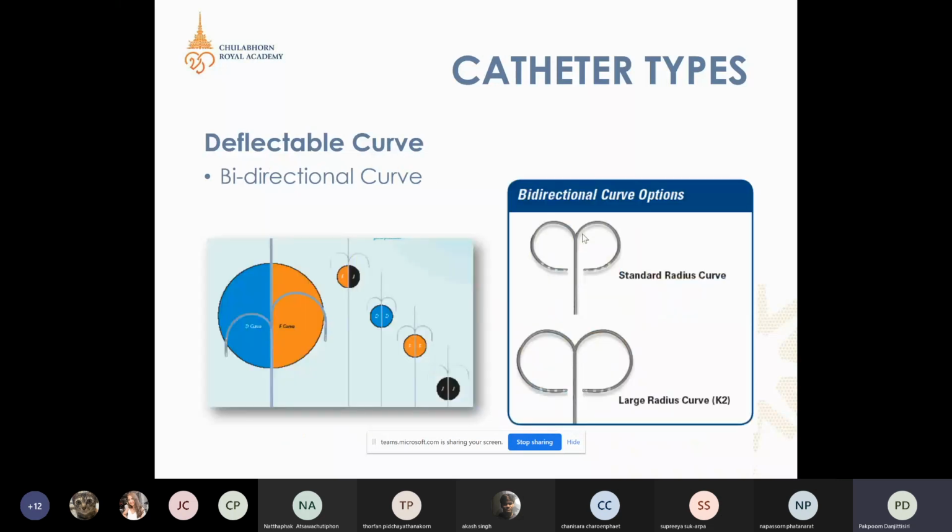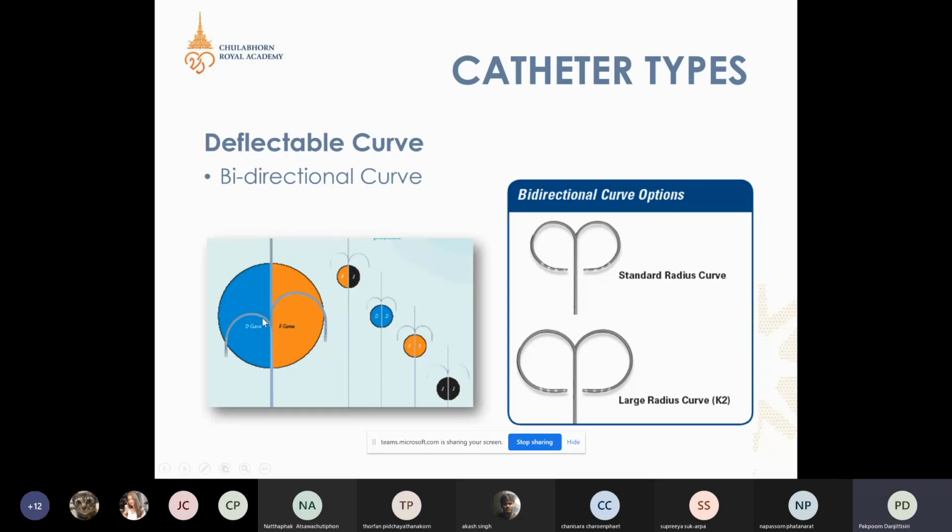Okay, the deflectable curve with the bidirectional curve can be the F curve, FJ curve, DD curve, FF, or JJ. This is again an example of the catheter curves from the Biosense Webster or Johnson & Johnson company.